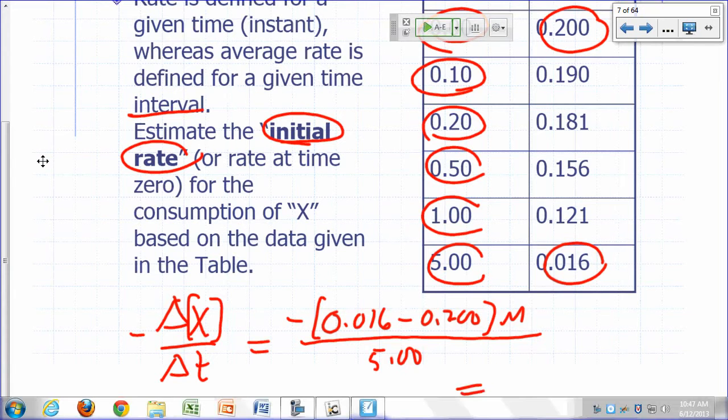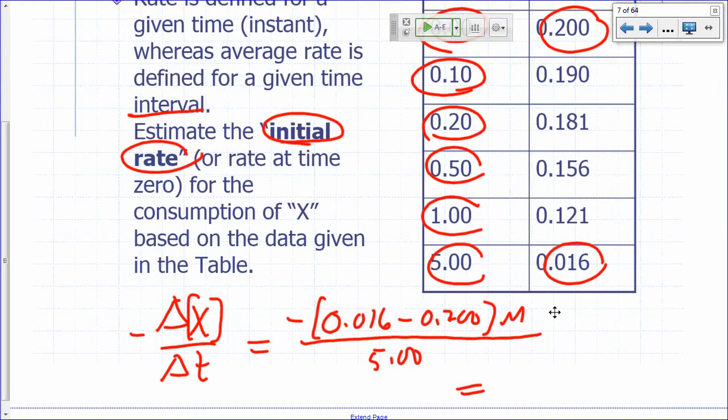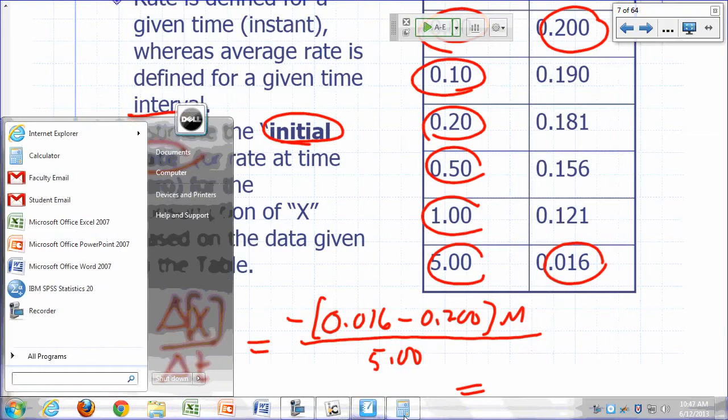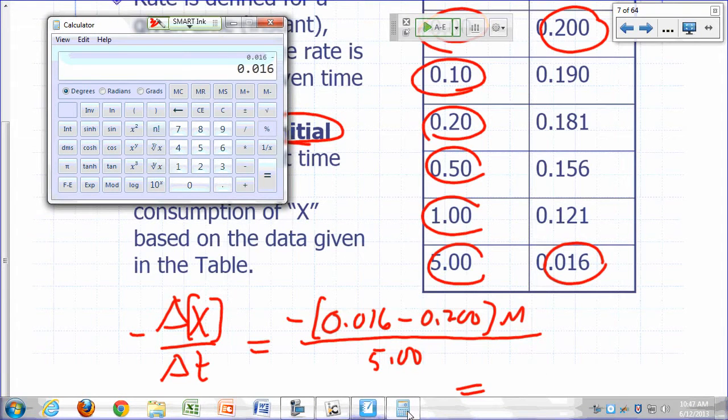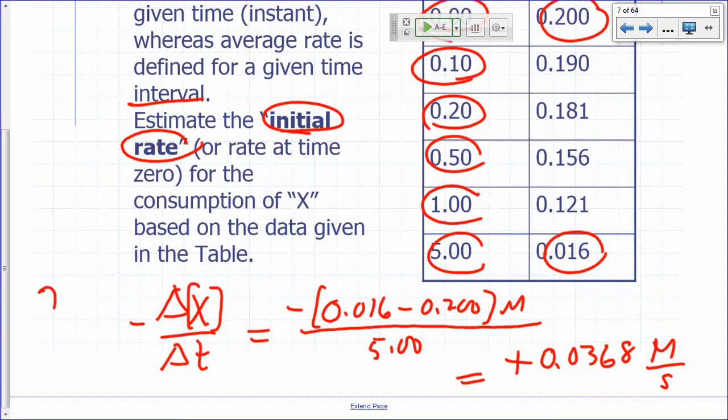What would that be? Okay. That would be how much? 0.016 minus 0.2. That's 0.184 divided by 5, negative, plus 0.0368 moles per liter per second. That's the average over that 5 interval, right? So this is from 0 to 5 seconds.